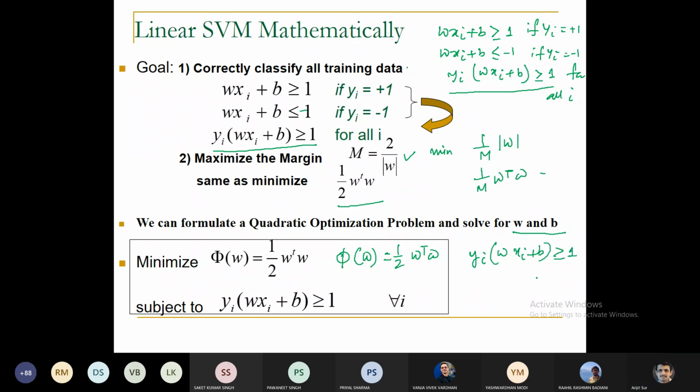Now you can understand how this linear SVM problem can be formulated. Given the data samples, we are trying to find W and B, and we can formulate this as a constrained quadratic optimization problem with this constraint. If you have any question, you can ask. That is the mathematical basis of linear SVM.